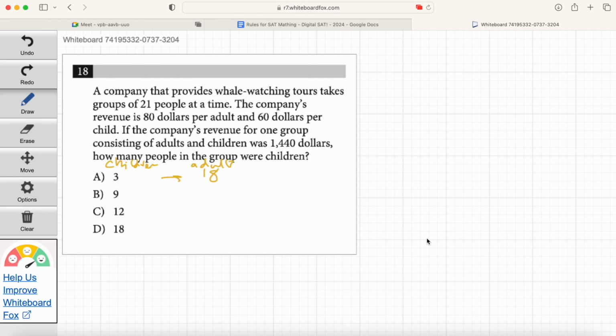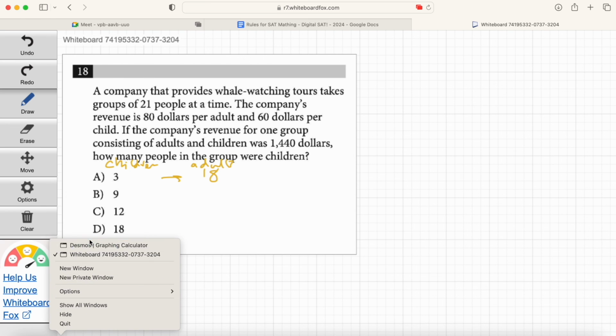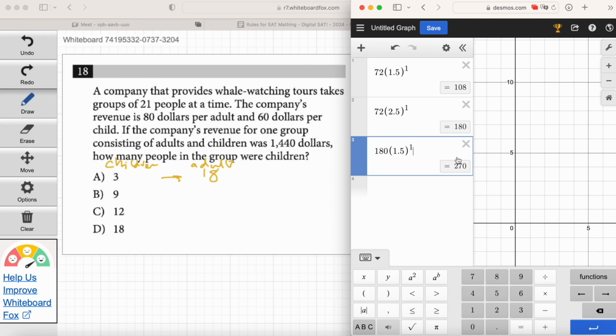Now we know the cost of ticket per adult. We know the cost of tickets per child. We can test these answer choices and see which one gives us 1,440. Does that make sense? How you can just turn this into arithmetic here? Let's do it. I'm going to bring up Desmos. That's probably the easiest way to do it.